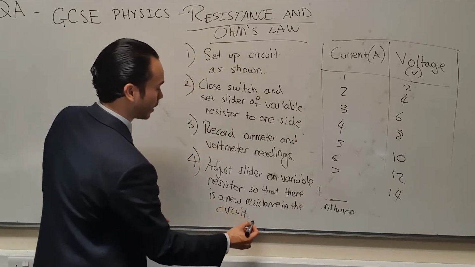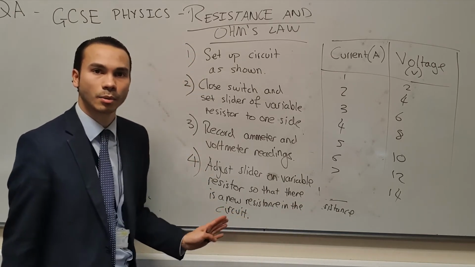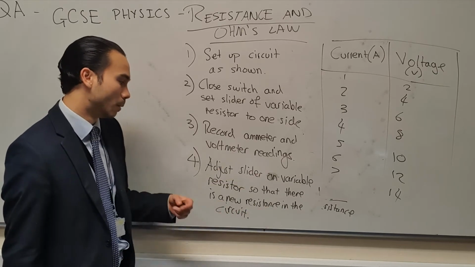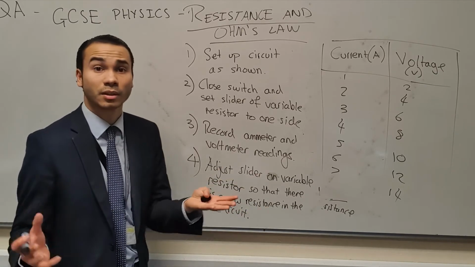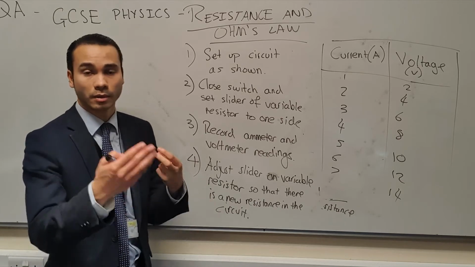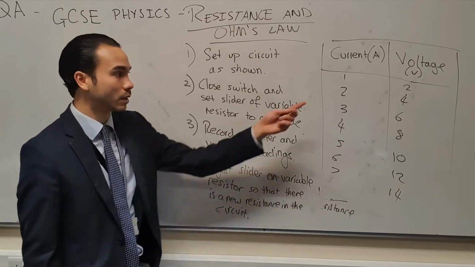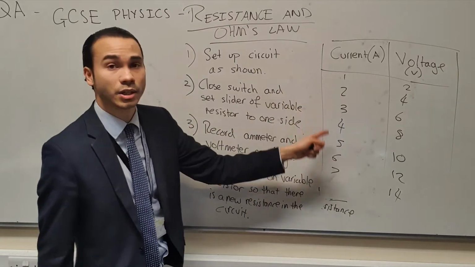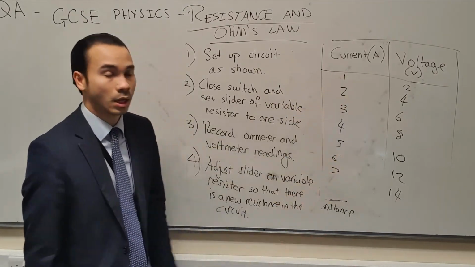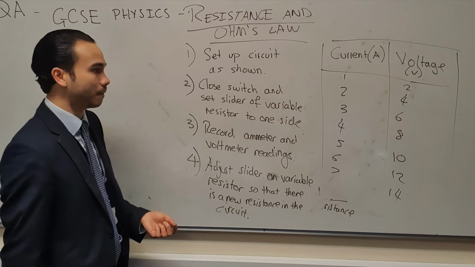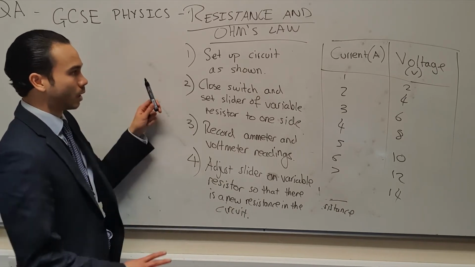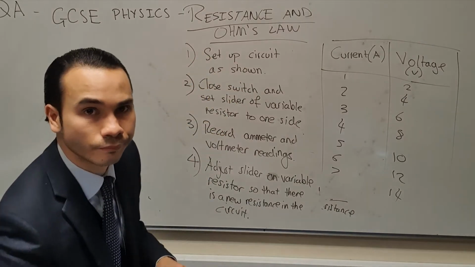Okay, so what have I said here? I said adjust the slider so we have a new resistance, external resistance in the circuit, okay? Because that's going to change our current flowing through the system, and obviously that's what we want to do. We want to have a range of current values which will give us a range of voltage values. Okay, I'm going to rub off 1 and 2.